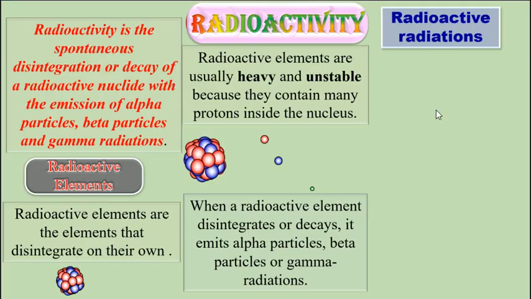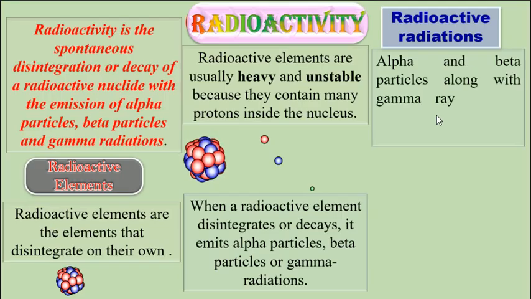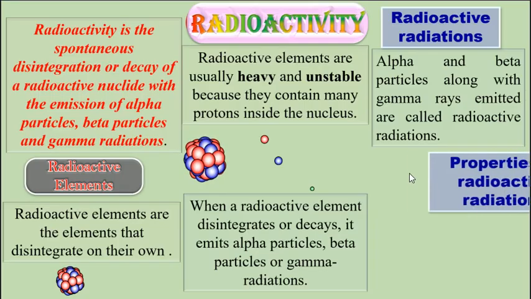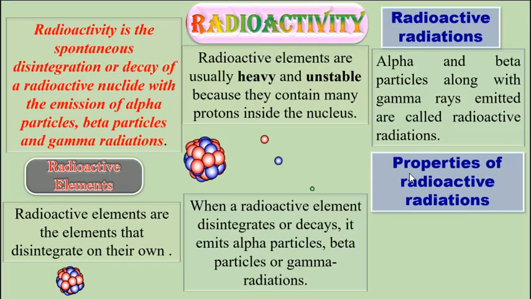Now, what then are radiations? Of course, you should know what we mean by radiation without talking much about that. Alpha and beta particles, along with gamma rays emitted, are called radioactive radiation. So now, in these radioactive radiations, we have some properties that they are known for. And these properties, we are going to study them under some headings.